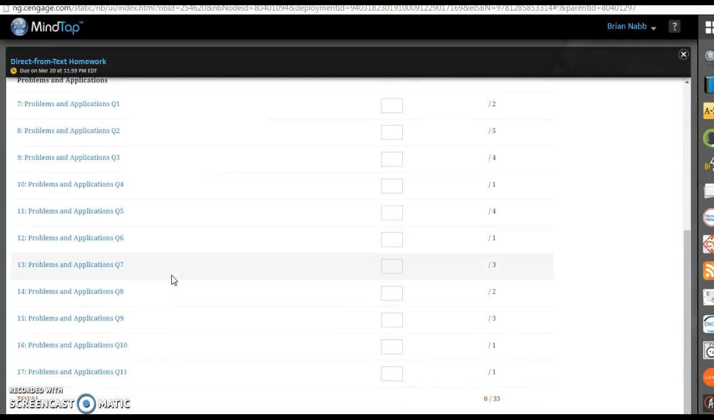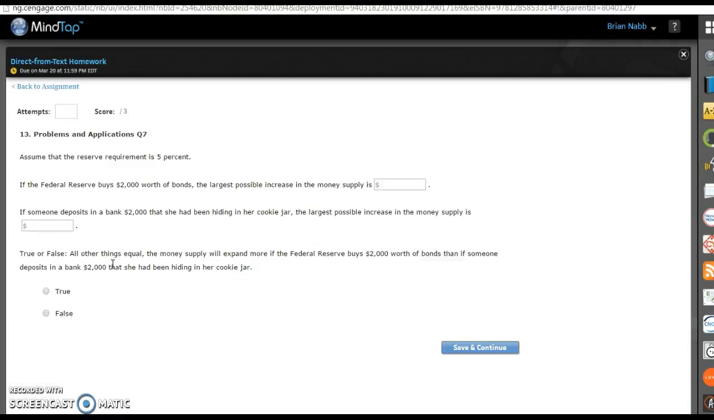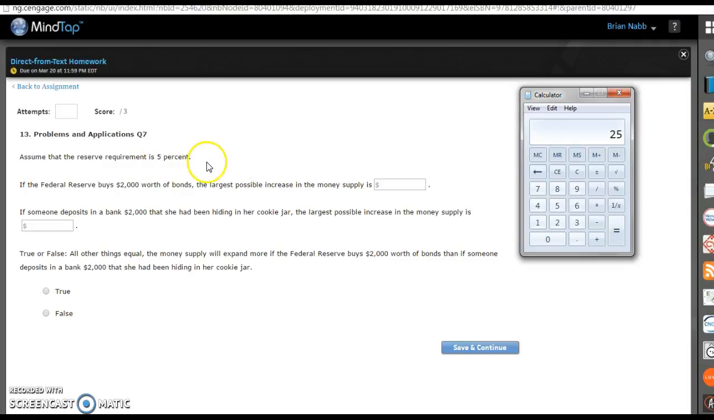All right. Now the last question, let's take a look at one more question here. Okay, so here we have, if the Federal Reserve buys $2,000 worth of bonds, so the reason they would buy bonds is they want to inject cash into the system. So they're trying to expand the money supply. The largest possible increase in money supply is blank. Now we know we can use the money multiplier here, which is 1 divided by the reserve requirement. So let's just clear our calculator. 1 divided by the reserve requirement being 5%, so 0.05 gives us a money multiplier of 20.